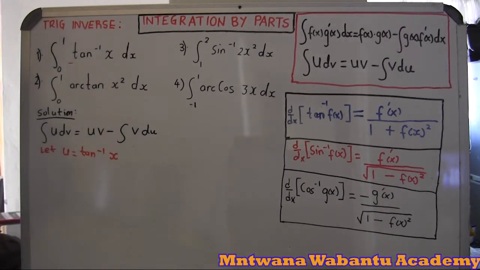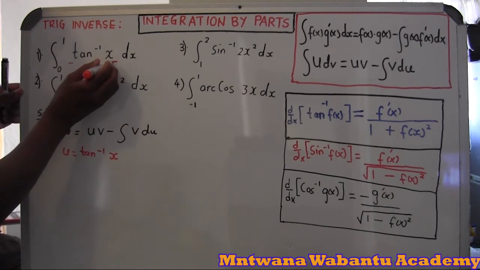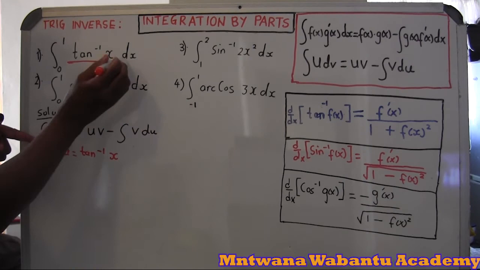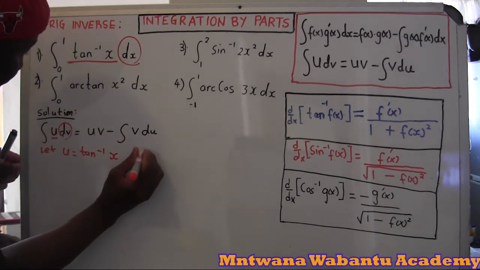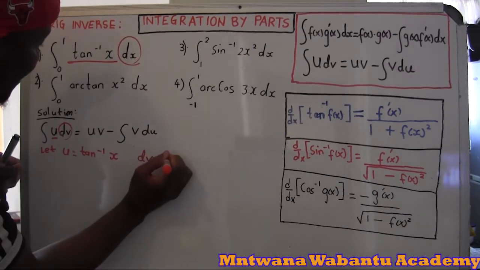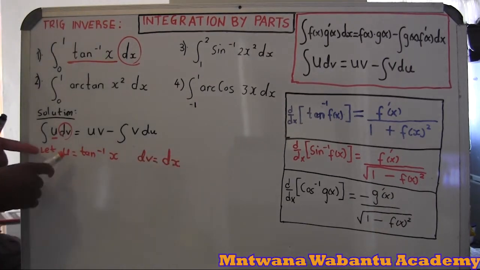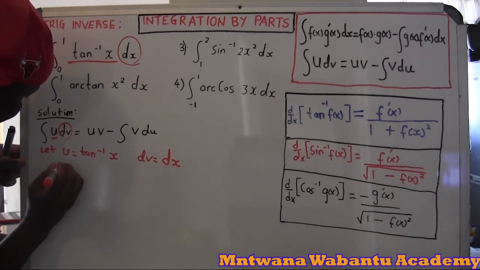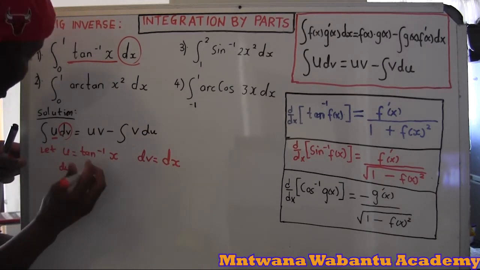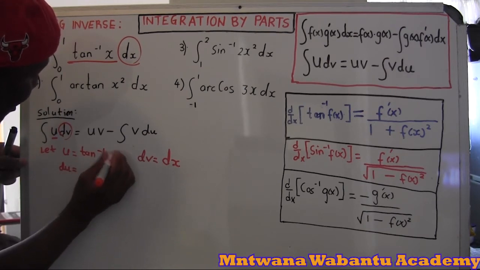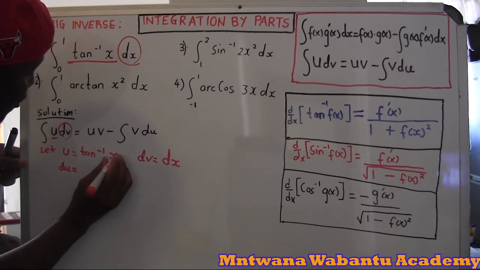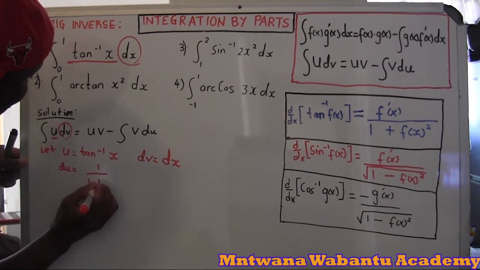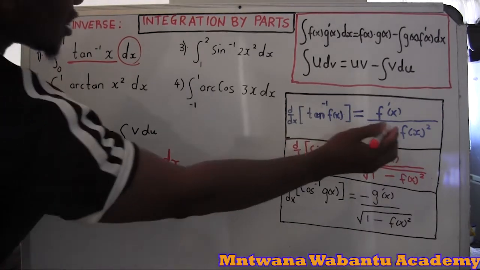Okay, so u equal to this, which means dv equal to the rest. So say dv equal to dx. So what you do, you differentiate this and then you integrate this. Whenever you differentiate tan inverse of whatever function, take this one, differentiate. When you differentiate x, it's going to give you 1 over 1 plus the square of the function.